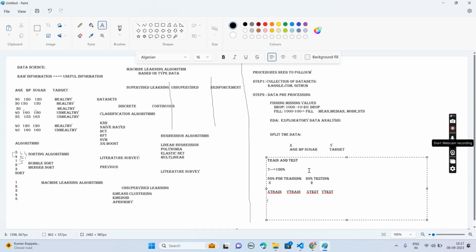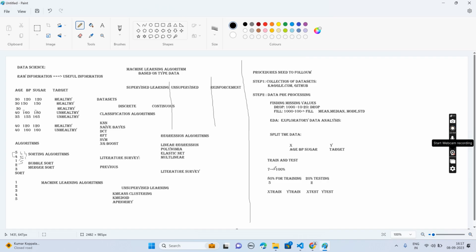In the X train, what is in the X column? Whenever I split into train, it will take random data. Why? Because suppose at the start there are only healthy and at the end only unhealthy; then it will not be trained properly. So it takes data randomly. In the X train, suppose it takes 5 data: 30, 120, 120; then 30, 150, 150; 35, 155, 165; 40, 120, 120.